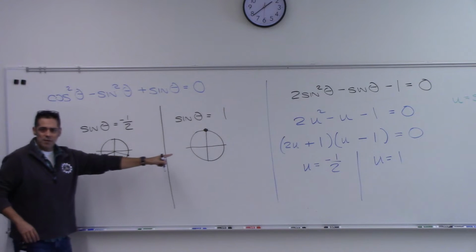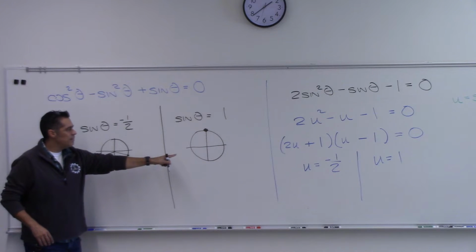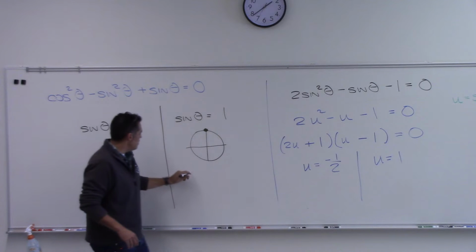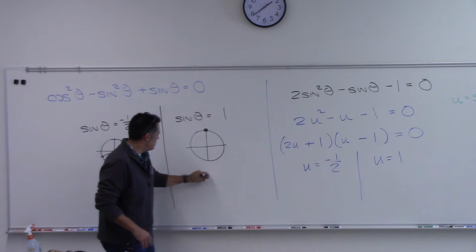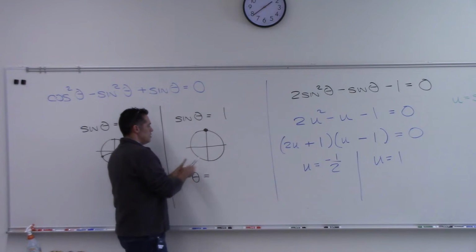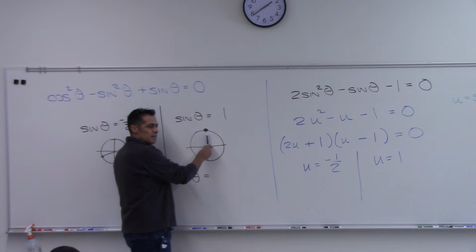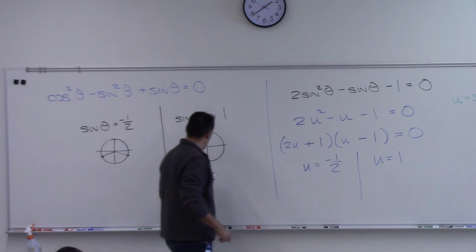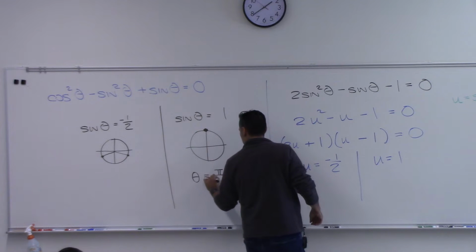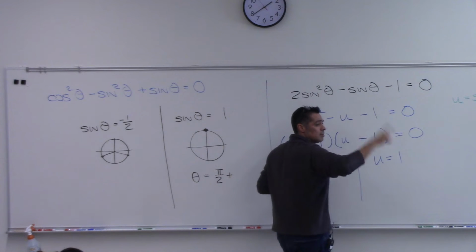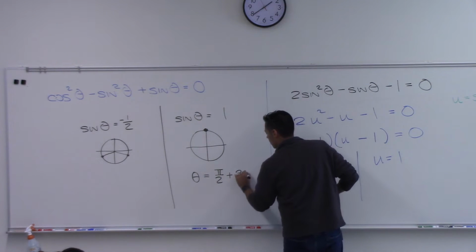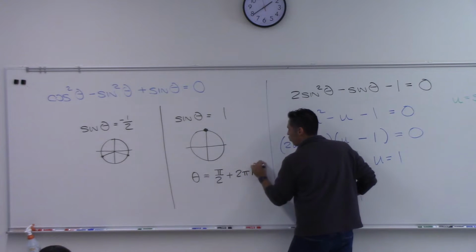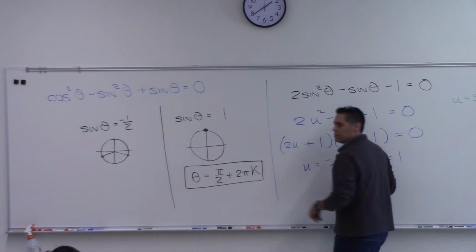Let's do this one first because I think this one's cleaner. This would mean that our angle theta needs to be this, which is pi/2. But I could go around and around and around, so it really should be pi/2 plus all the way around, 2 pi k. That's one set of general solutions.